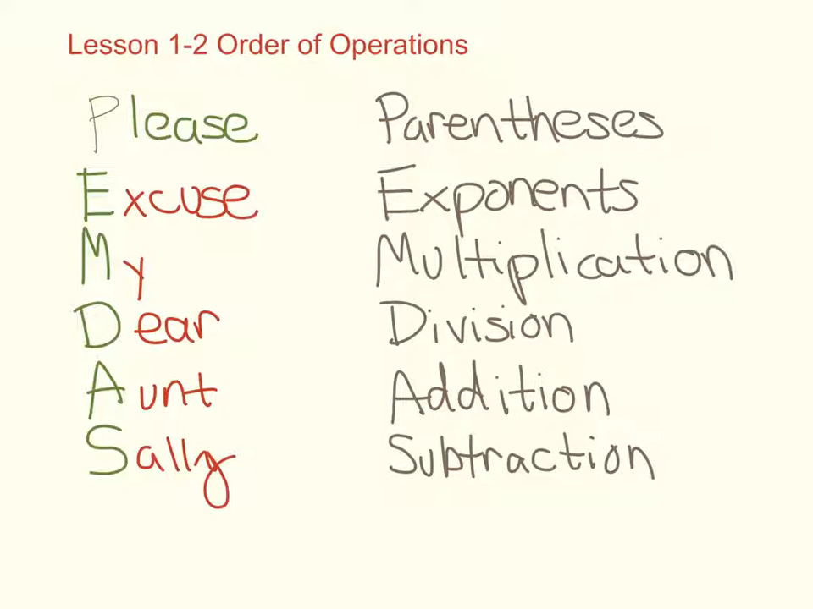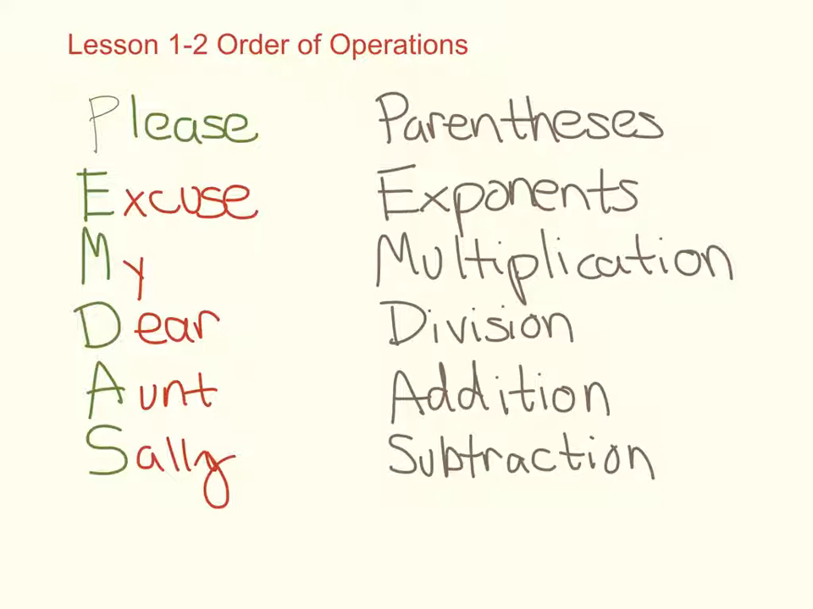And while this is useful, it's not perfect. The reason it's not perfect is because we have to remember a few things. First of all, parentheses could also be grouping symbols. It doesn't just have to be parentheses. It could be brackets, for instance.